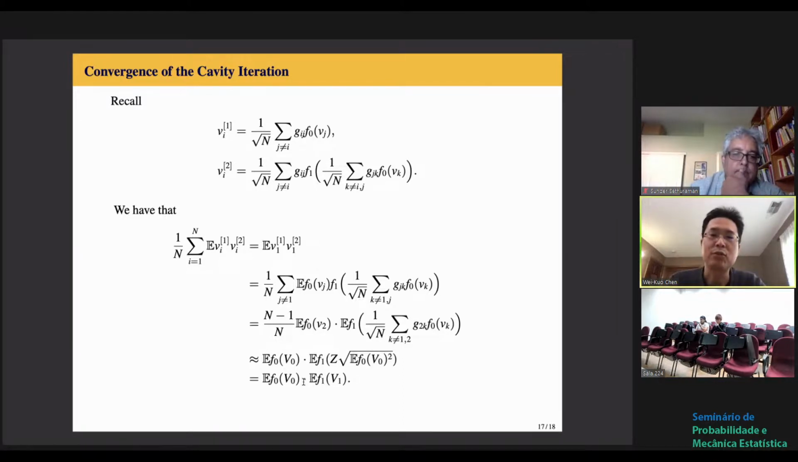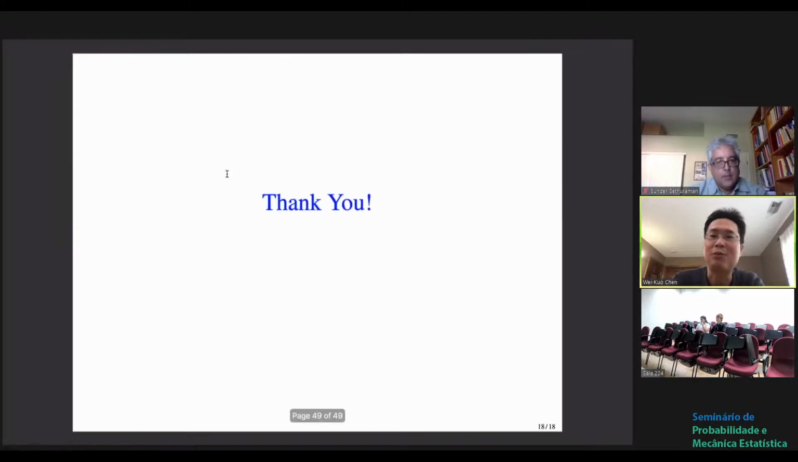Really, because of this cavity iteration, you define the iteration by the self-avoiding path. So somehow you have more independence when you want to consider the interaction of two different indices, V_k and V_{k+1}. Okay, so I think this is the end of my talk, and I want to thank you guys.